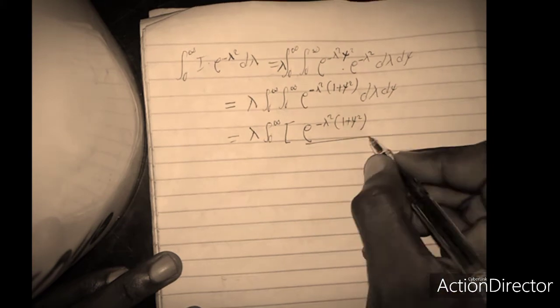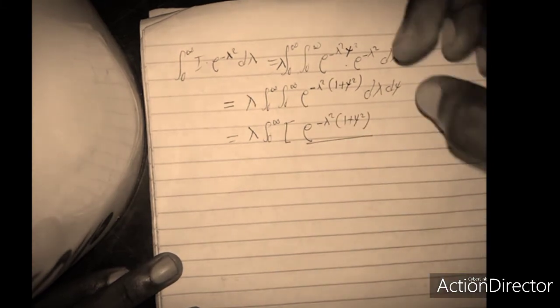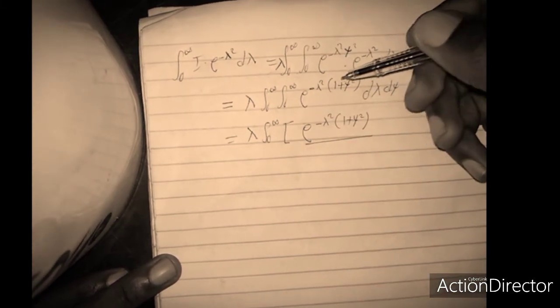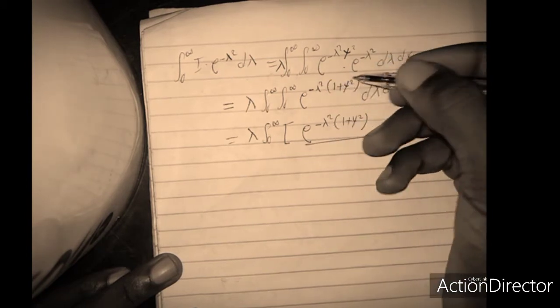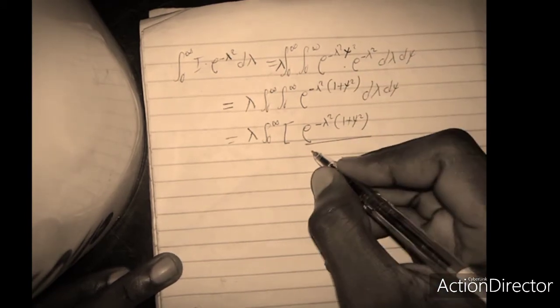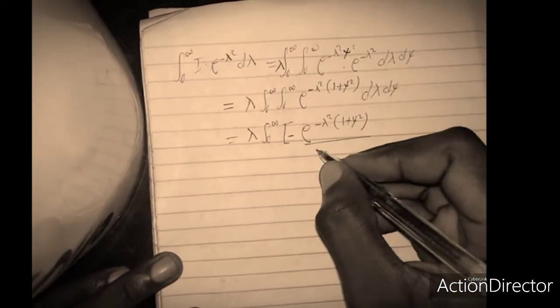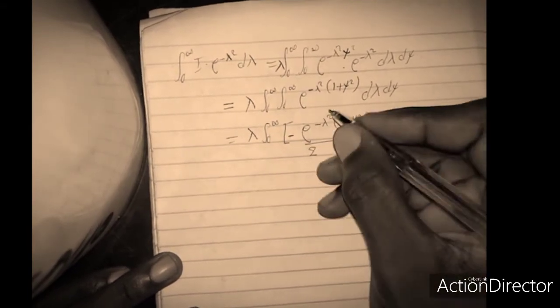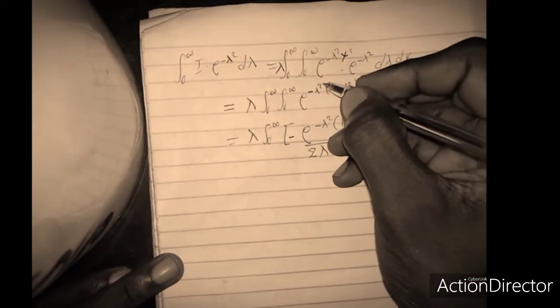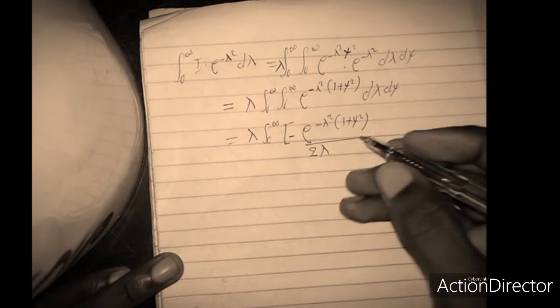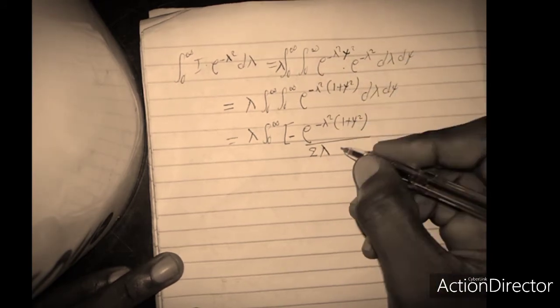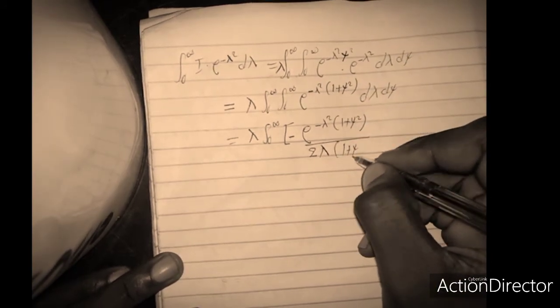Then I'll divide by, because I'm integrating a function of a function, I'll divide by differentiating what this e is carrying. That will give me minus 2 lambda, because if I differentiate minus lambda squared I will get minus 2 lambda. So then I'll have 1 plus psi squared.